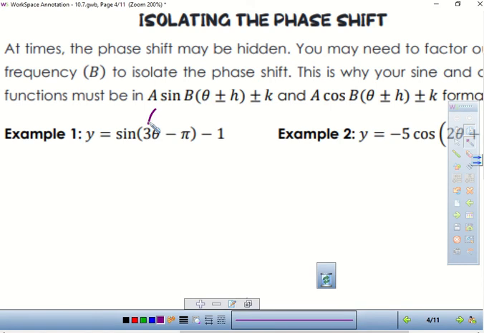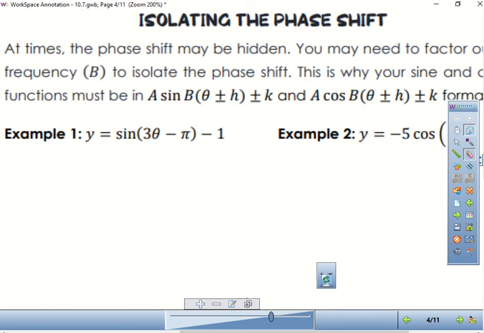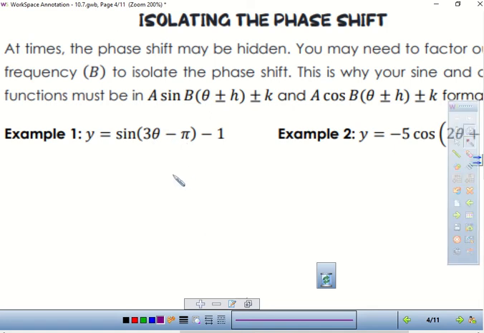So there's a problem here. This isn't b. B needs to go outside of the parentheses. So what you need to do, and the easiest way to do this, is to identify the coefficient of theta, the number in front of theta, and divide everything in the parentheses by that term, or by that amount.